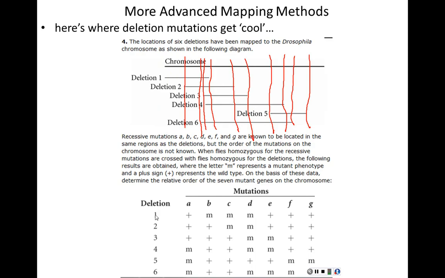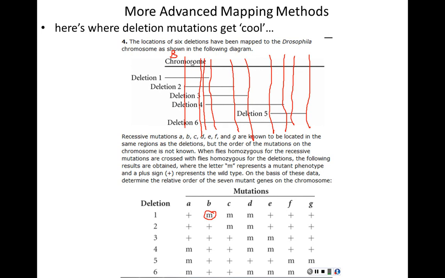Here's deletion 1. Are there any mutants that are showing only the mutation for deletion 1 and not for any other? So here's mutant B. Mutant B shows its mutation in deletion 1. And for none of the other mutations do we see that mutant B. That means that the B gene is present on a part of the chromosome that is missing in deletion 1 and only deletion 1. Well, that part of the chromosome is right here. The only part of the chromosome that's missing in deletion 1 and only in deletion 1 is right here. So gene B is first.